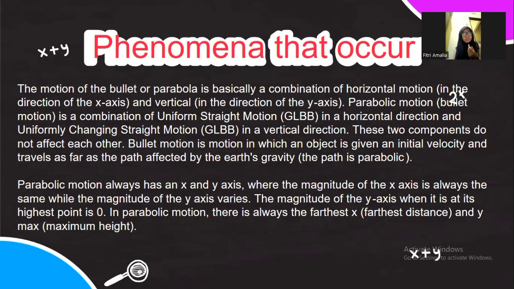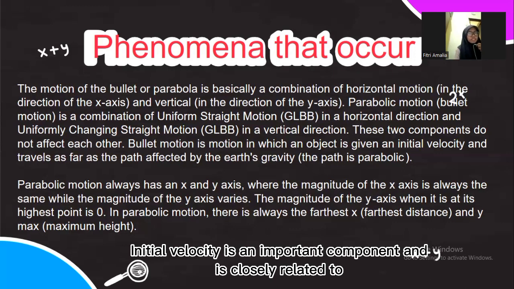Bullet motion is motion in which an object is given an initial velocity and travels along a path affected by the Earth's gravity, so the path is parabolic. Parabolic motion always has an x and y axis, where the magnitude of the x-axis is always the same while the magnitude of the y-axis varies. The magnitude of the y velocity at its highest point is 0. In parabolic motion, there is always a farthest x, or farthest distance, and a maximum y, or height.